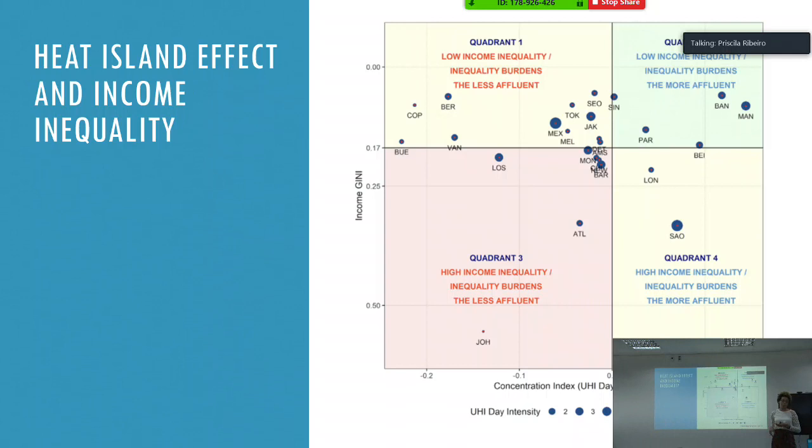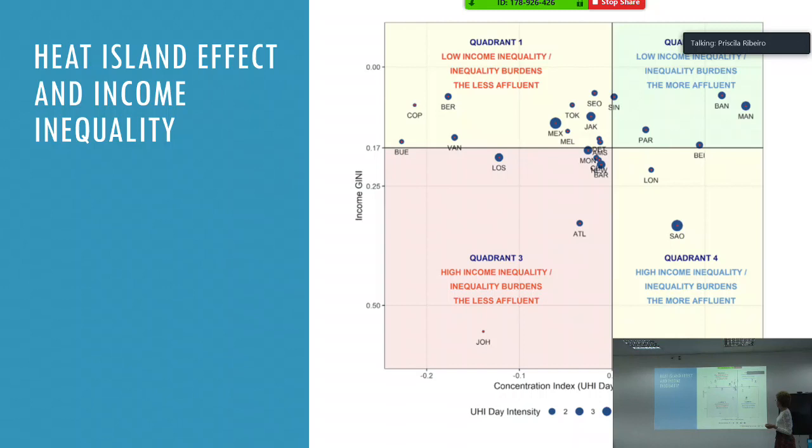So Paulo here, kind of surprising, I thought, from their study, they say that there is a high income inequality, but the burden of heat island effect is more prevalent in the more affluent. So that's a relationship that's actually very interesting to analyze. Why is it that the more affluent would have a higher impact of this effect?